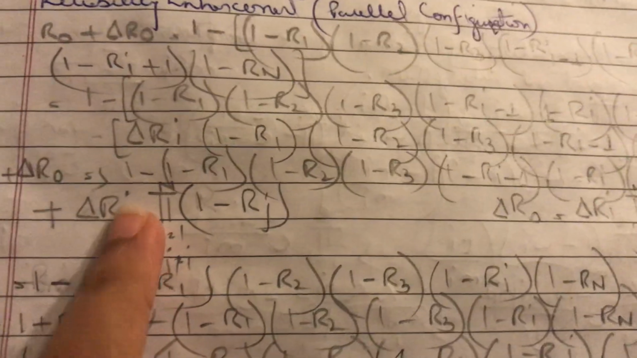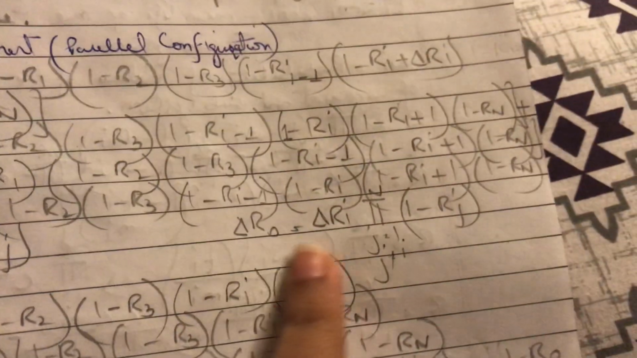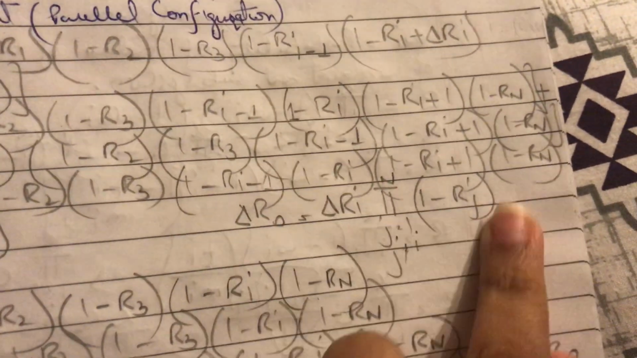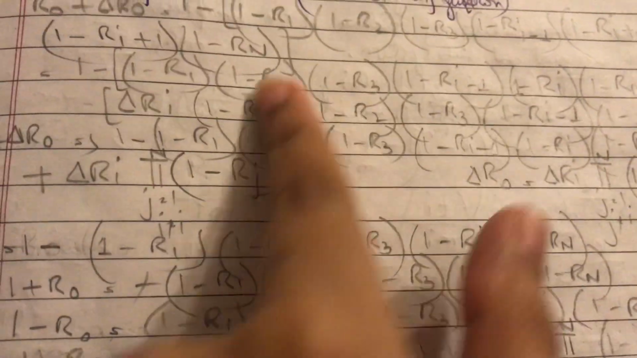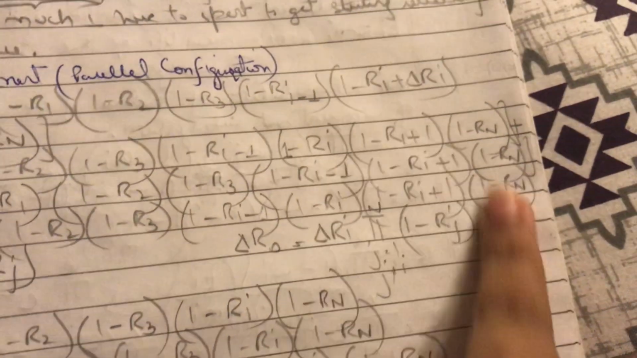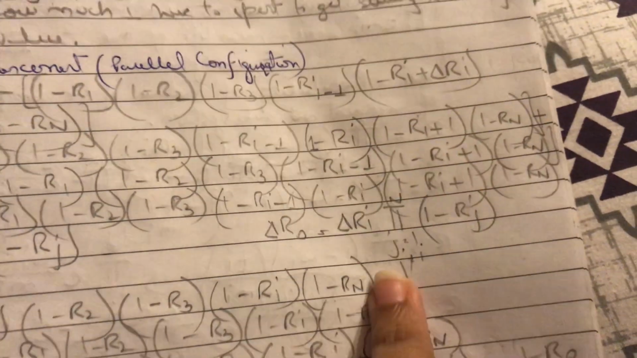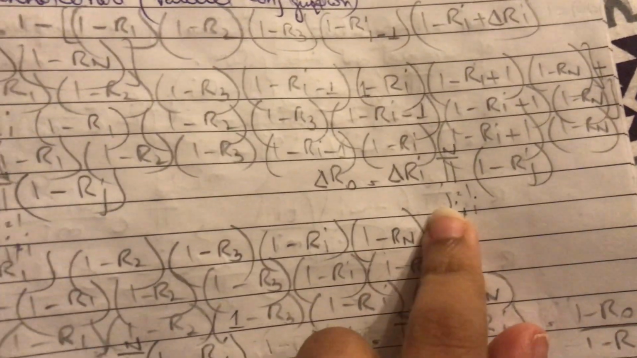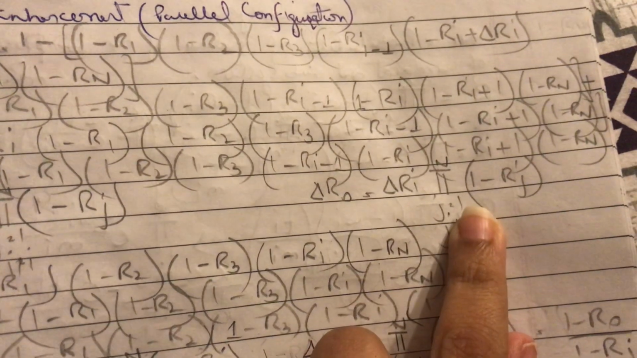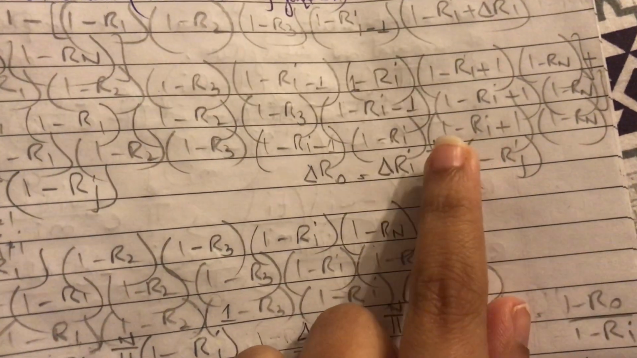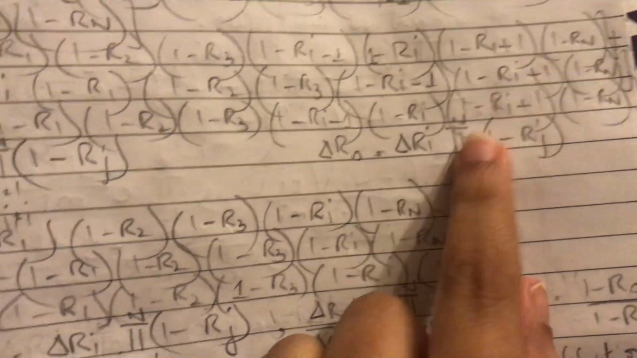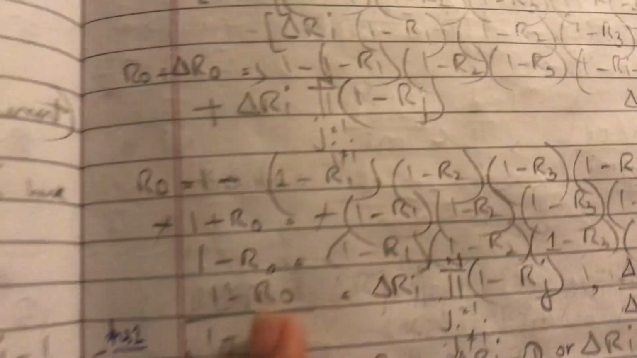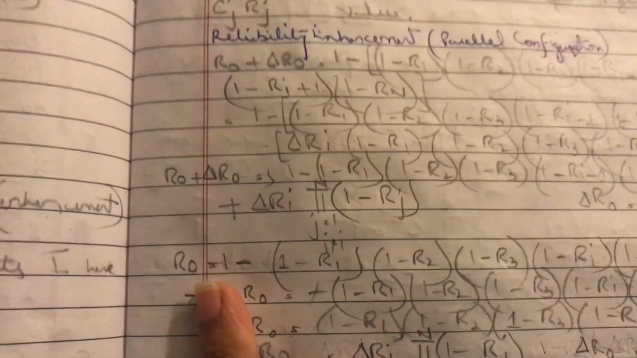Okay, so here we have written the formula for delta R0, and this whole thing can be written in the form of like this: j going from 1 to n, and j not equal to i. Okay, now let's move towards the next step.